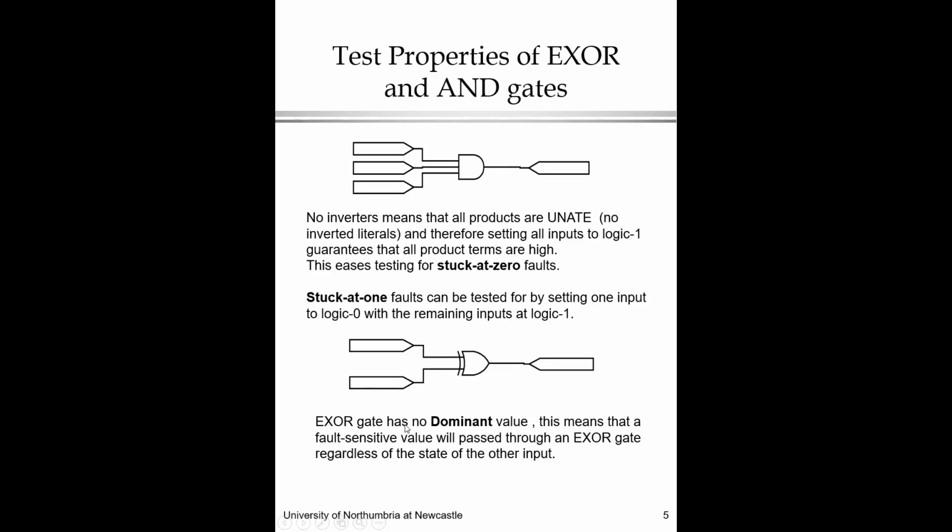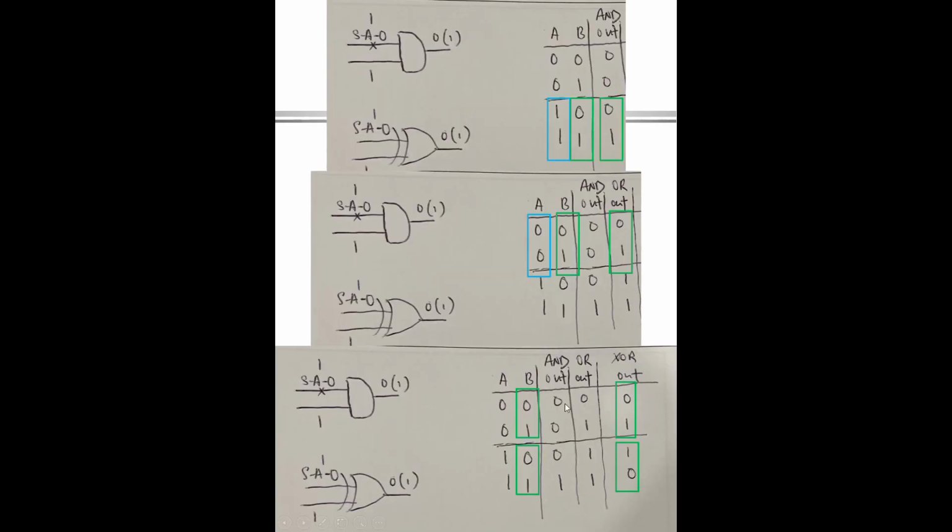So the XOR gate has no dominant value. This means that a fault-sensitive value will pass through an XOR gate regardless of the state of the other input. So regardless of the other side of the input, the fault will pass through.